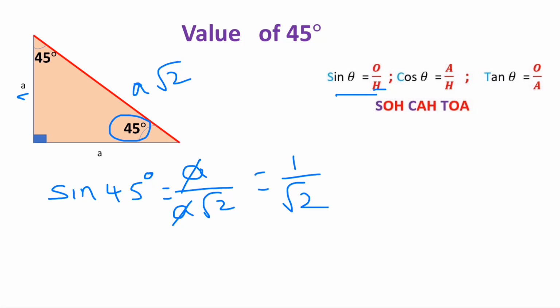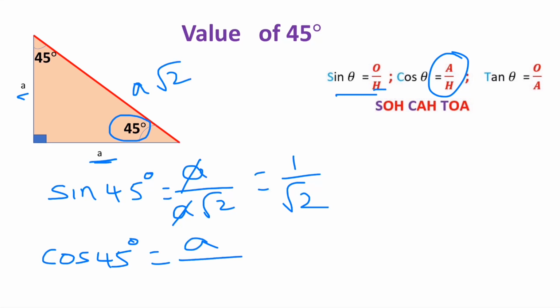Now we will see cos 45. Cos 45 degrees is, cos is adjacent by hypotenuse. So the adjacent side is A and the hypotenuse is A root 2. A and A will get cancelled. So cos 45 is also 1 by root 2. So secant 45, the multiplicative inverse of cos, is root 2 by 1.